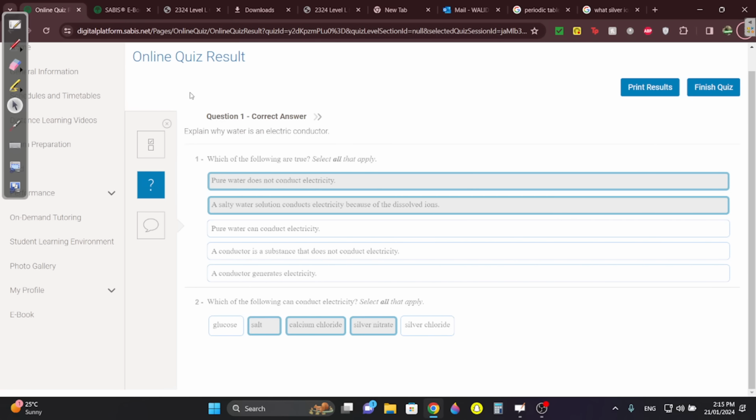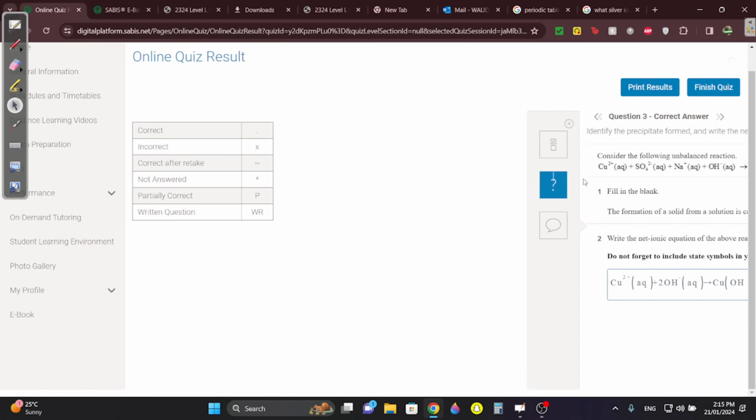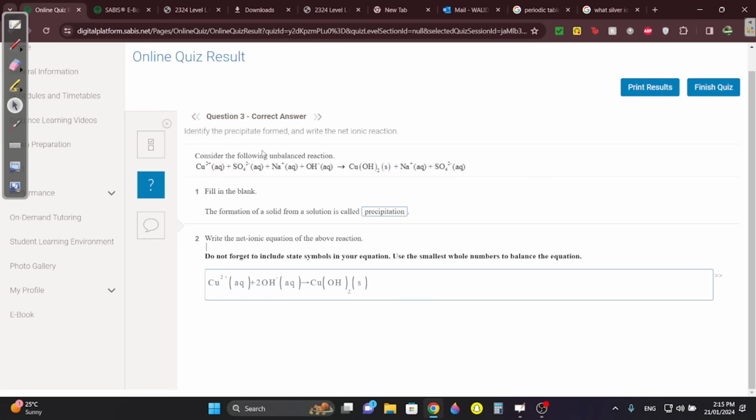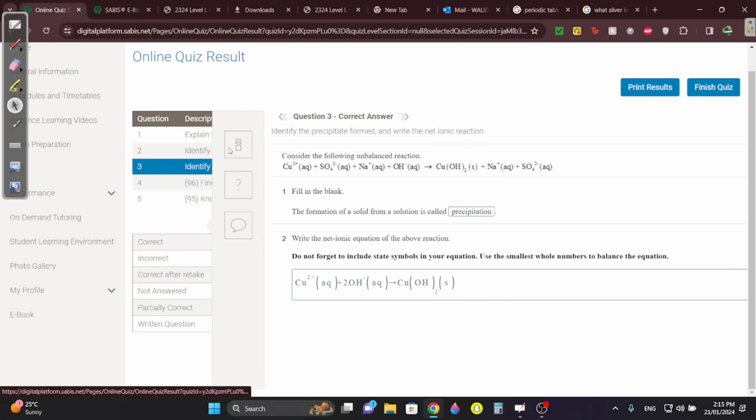6.6 is about ions dissolving in water and conducting electricity in water after being dissolved. It's also about the precipitation reactions. The precipitation reactions are those annoying ones. You have to know this. I'll explain it. I think after I explain this, it will be a bit easier.